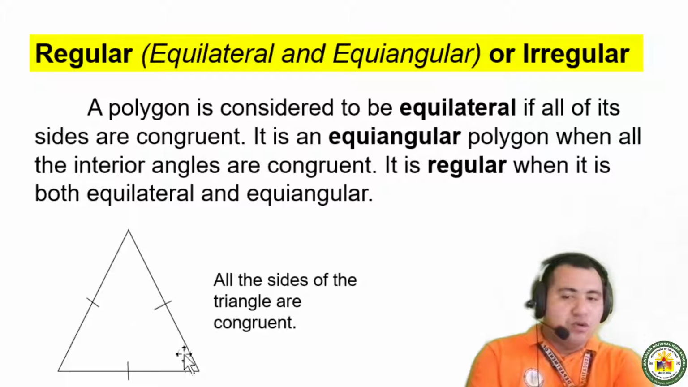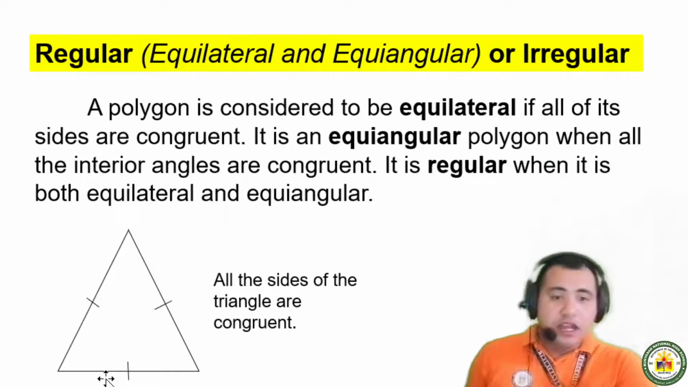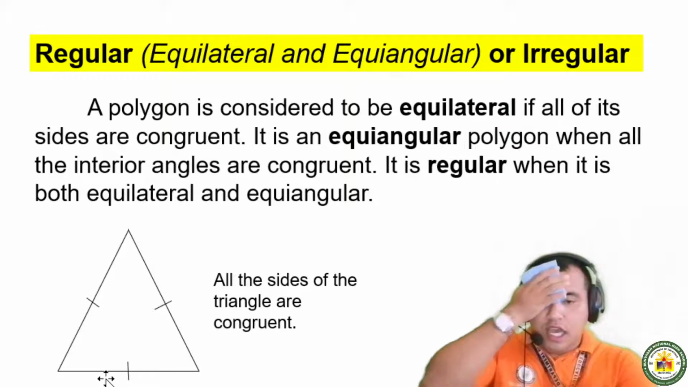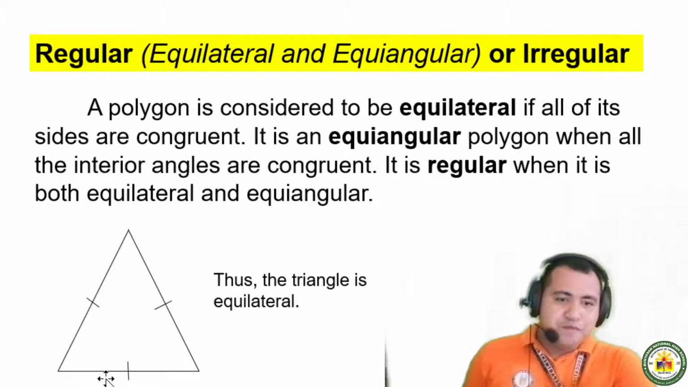So kay pareho man sila tag-usa, tag-isa duha, tag-isa tulo, pareho man sila usay bagit, pasabot, equal sila. Mao na basihan. So all the sides of the triangle are congruent. Thus the triangle is equilateral. Equal sides or congruent sides.